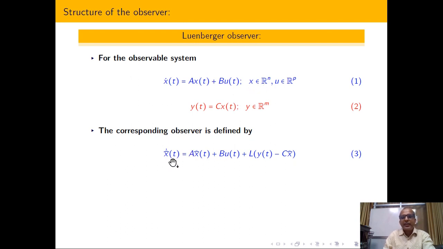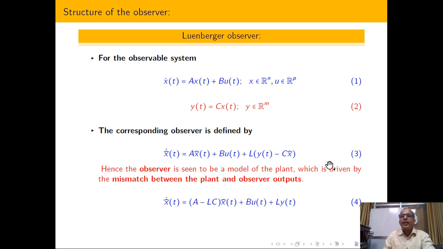Here you can see that I am copying this by x hat, and up to here everything is the same. After that comes the main tricky part: how to design the second term, L times y minus C x hat. I know the output, but I do not know all the states. For that reason, whatever C x hat comes into the picture, I am going to substitute here. Since I do not know everything, there is always some mismatch.